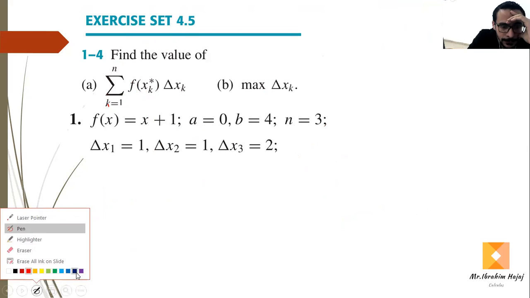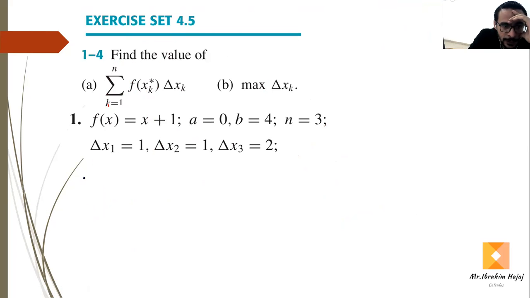Yes, 1a. To find the summation when k is 1 to n of f of x sub k delta x sub k, what should we do here for x plus 1? We are given delta x1, delta x2, delta x3, and also a, b, n and everything. We have 3 sub intervals, meaning 4 points. So draw here a number line.